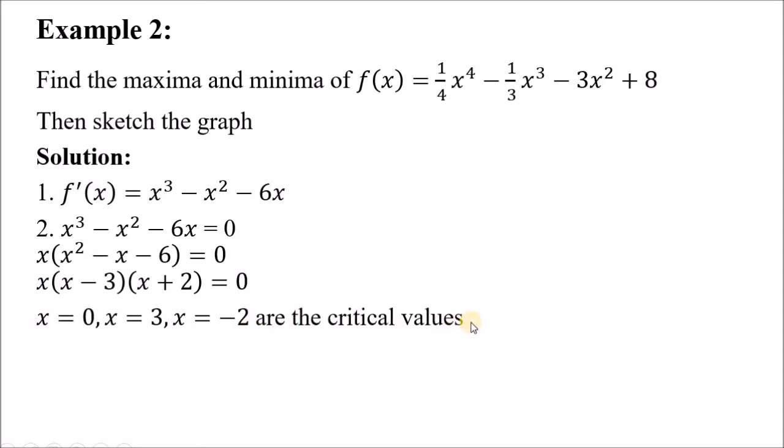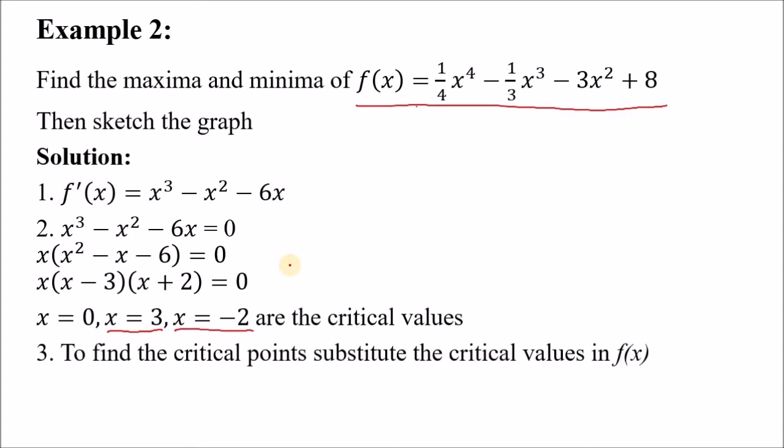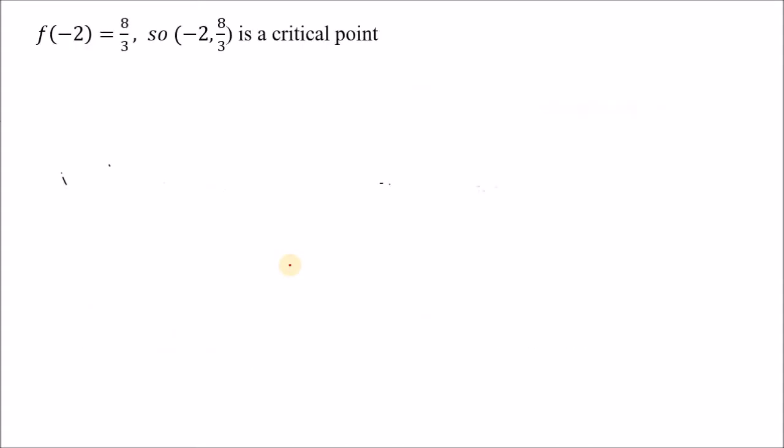Then I'm going to find the critical points by plugging x equal to 0 in the original function. So plug x equal to 0 in the original function and then find f of 0. Plug x equal to 3 in the original function and plug x equal to negative 2 in the original function. So if we do that, at x equal to negative 2, we're going to get y equal to 8 over 3. So the first critical point is negative 2 and 8 over 3.